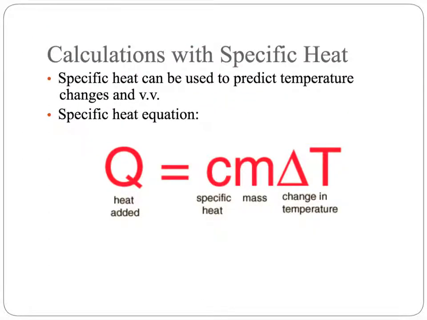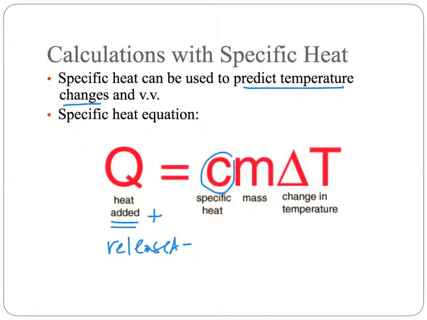There are calculations that we can do with specific heat because we can use it to predict temperature changes when heat is added. The specific heat equation says that Q is equal to Cm delta T. Q represents the heat that is added or released. When heat goes into a substance, it has a positive sign. When it is released, it has a negative sign, and we'll come back to that in a minute.